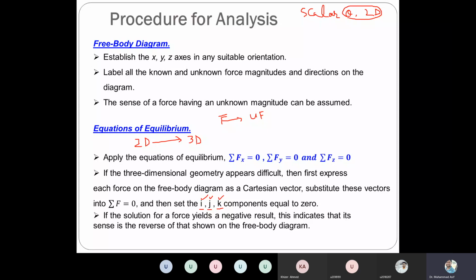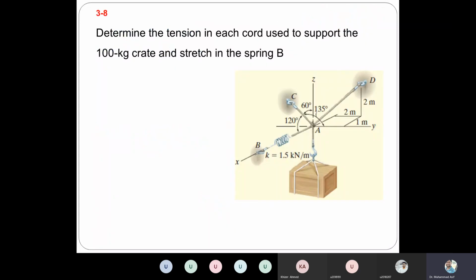So let's try to practice some examples. You will understand. For example, here you can see in this example: determine the tension in each cord used to support the 100 kg crate and the stretch in the spring. So you can see that this is basically a crate that has a mass of 100 kg. To support that crate, there are several forces. For example, one of the cords is this one. One end of the cord is connected to the support D, and then the support C, and then the support B. So the question is to determine each force which is used to support that crate.